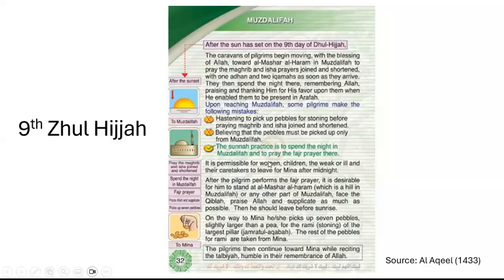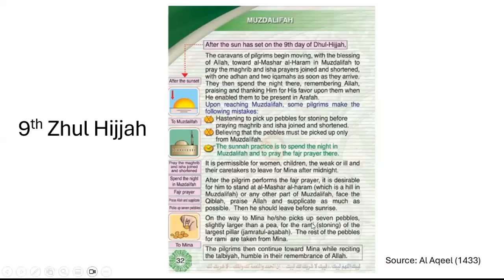There are some exceptions for women, children and the weak. They can leave for Mina after midnight. Even if they don't sleep in Muzdalifah, they can leave after midnight and move on. This is one exception. There are other exceptions, but some people are always on the exceptions. The exception is an exception. That should not be the normal. The normal is what is explained. If you can do it, do it. Don't go for the exceptions.